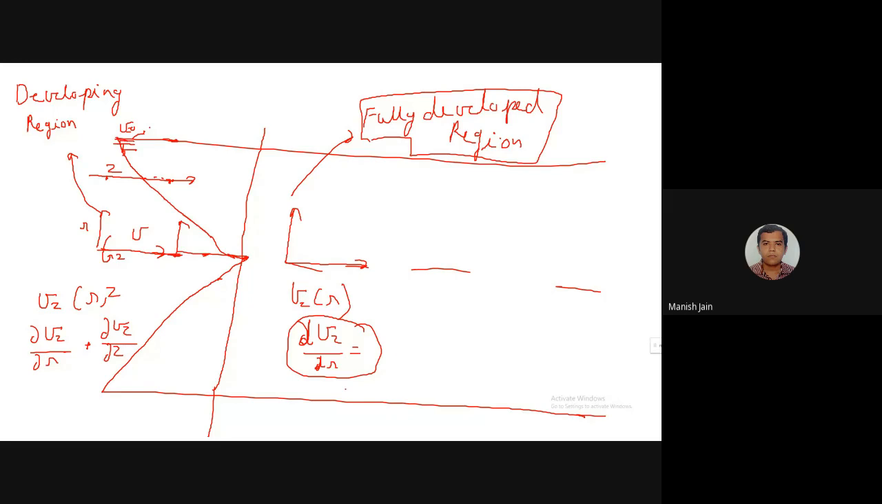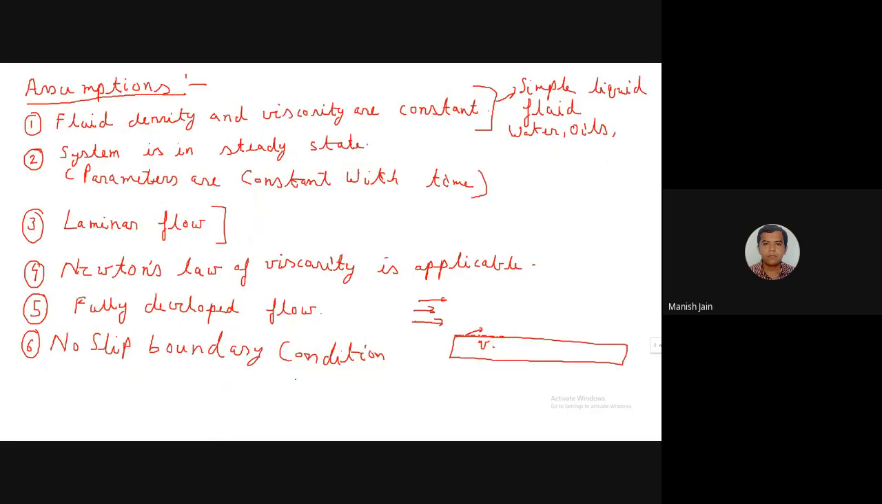Okay, so this condition is true when the L by D ratio, the length versus diameter ratio of the pipeline, is greater than 50. Then you can assume this point, and fully developed flow. So for most of the problems, this is true.